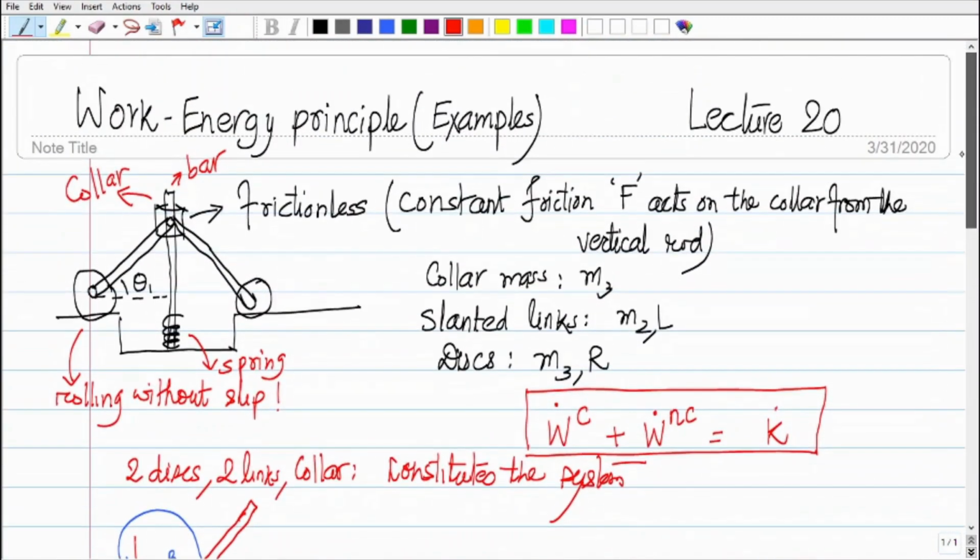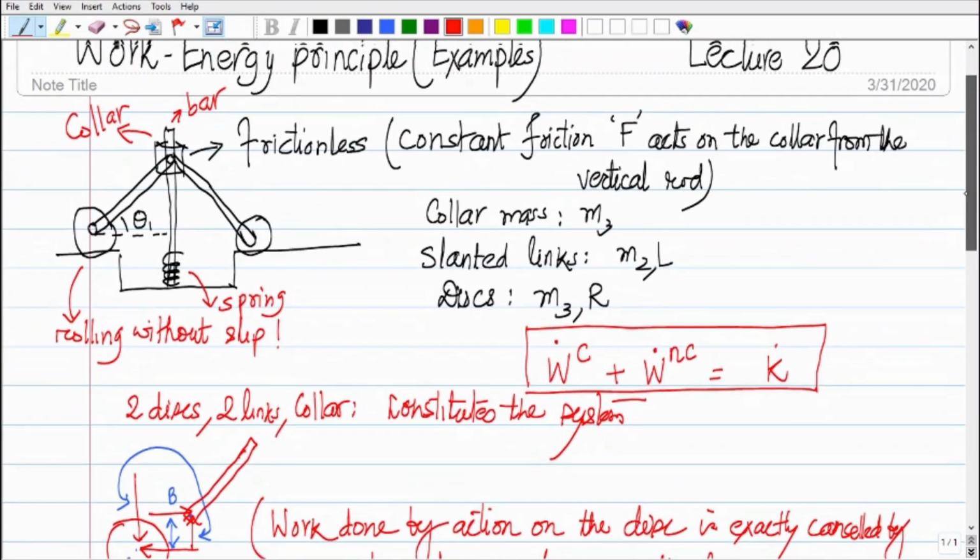Anyway, so again, our system is now the collar, the link, and the disk. And we want to apply work energy principle to this system. And fortunately, all the internal forces for this system, they do no work. So while applying the work energy principle, we only have to consider the external forces to the system. The work done by the external forces to the system only needs to be considered. Okay?